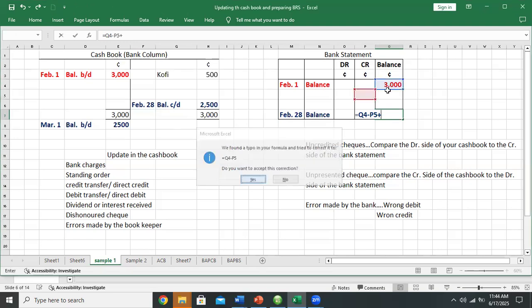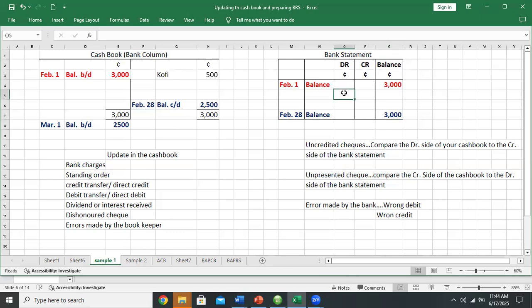Okay. So because Kofi has not brought it, the bank has not debited. So our bank is still showing 3,000, while our cash book is showing, say, 2,500. The problem we know is an unpresented check from who? Kofi, right? So the question is, if we want to make the two balances agree, if we want them to be equal, we can decide to start with the balance per the cash book or the balance per what? The bank statement.